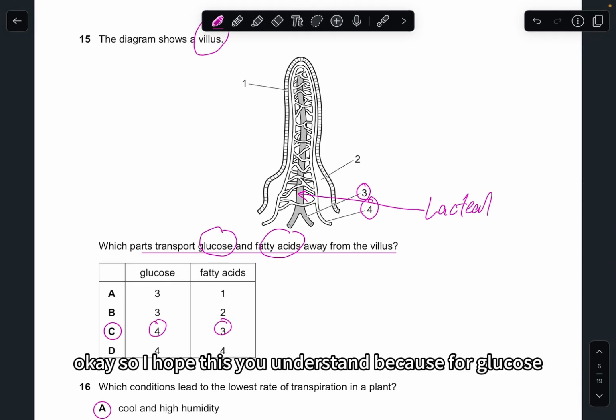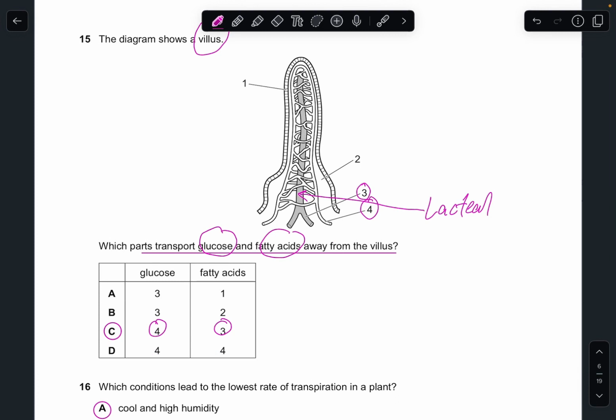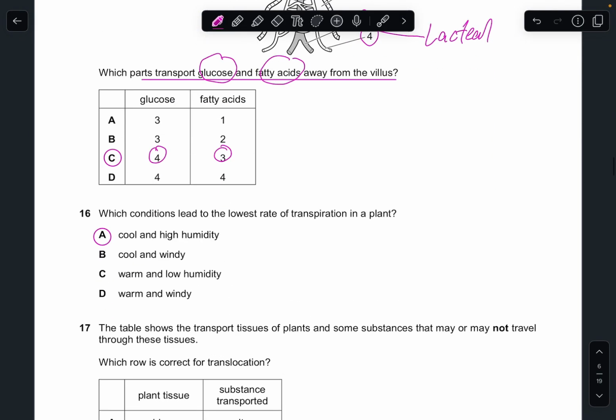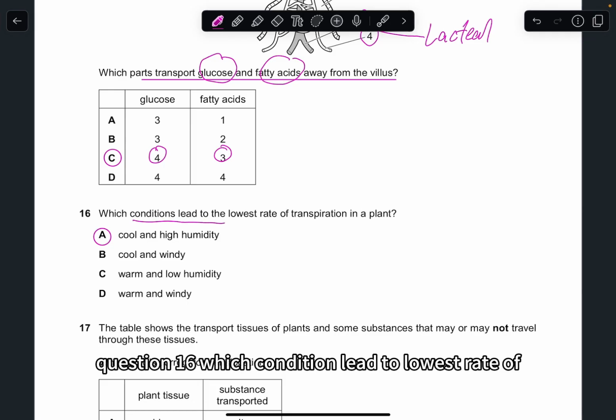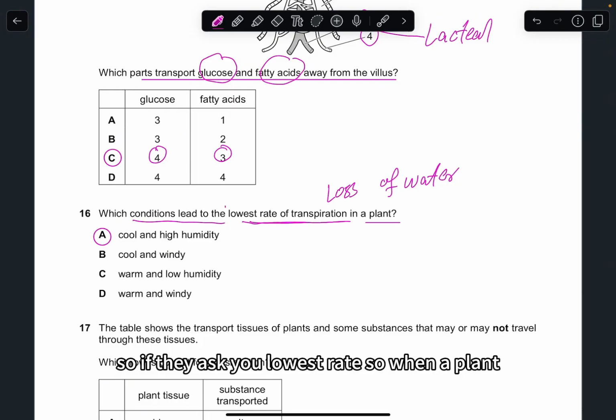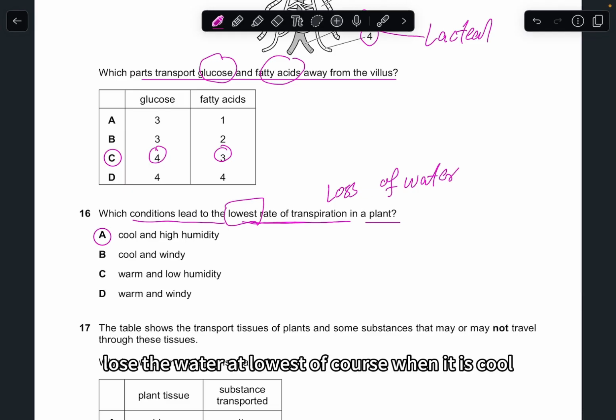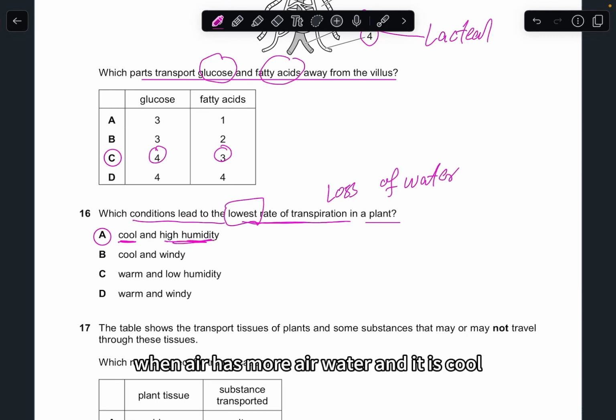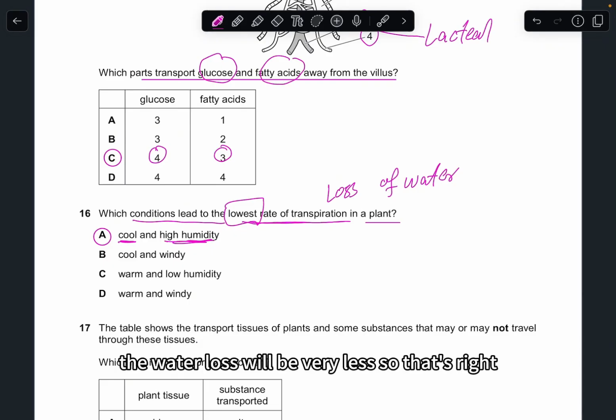Okay, I hope you understand this, because glucose must be absorbed by the capillaries. It is 4, and 3 is for lacteal. Question 16, which condition leads to the lowest rate of transpiration in a plant? The lowest rate of transpiration means the lowest loss of water. When it is cool and high humidity, when the air has more water and it is cool, the water loss will be very little. So that's right.